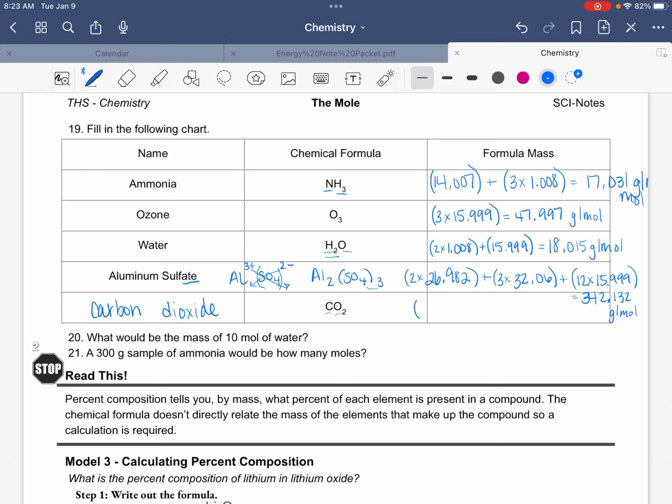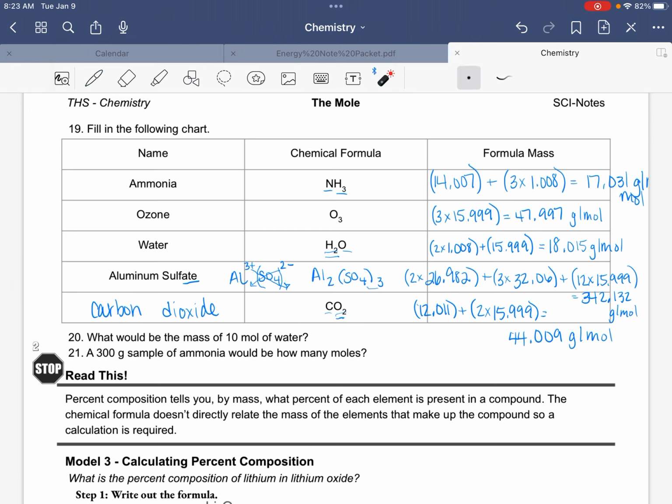So I have one carbon, so I'm going to take the mass of one carbon, which is 12.011, plus, for oxygen, I have two oxygens, so 2 times the mass of a single oxygen, which is 15.999, is equal to 44.009 grams per mole.